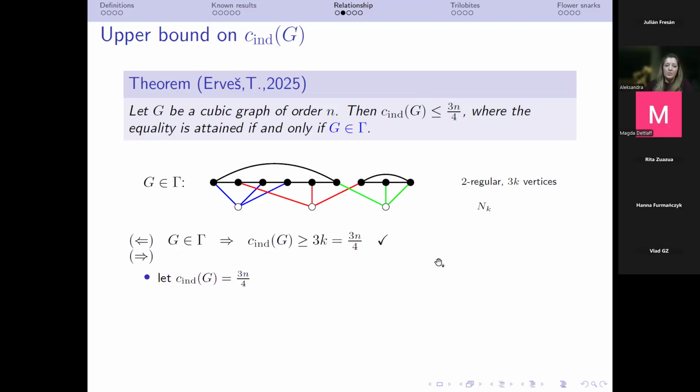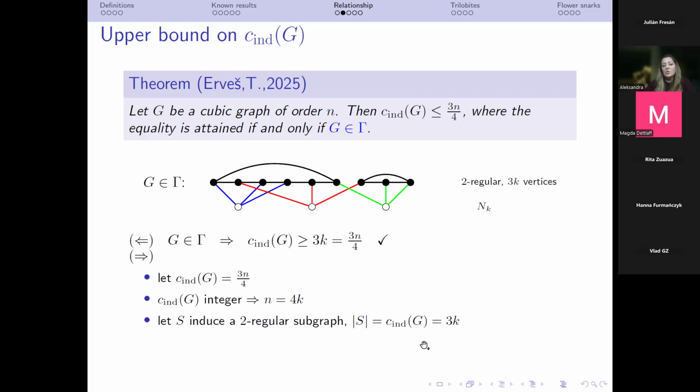Well, we will assume that CIND is exactly 3/4 of n. And of course, because this number is an integer, n must be divisible by 4. And let S be a two-regular subgraph whose cardinality is CIND. So this is 3k, of course.